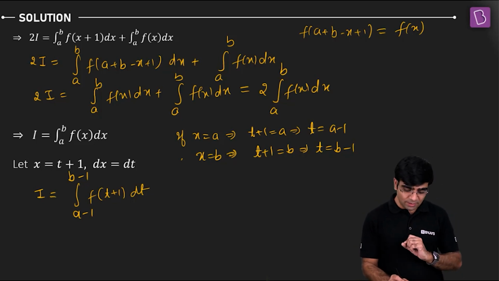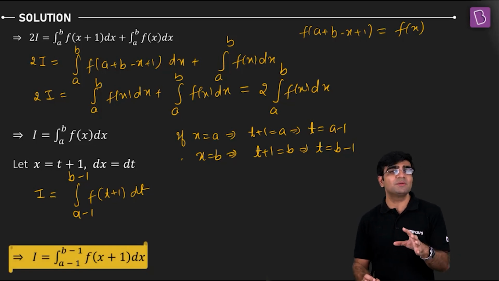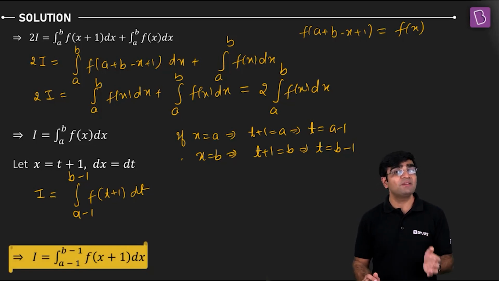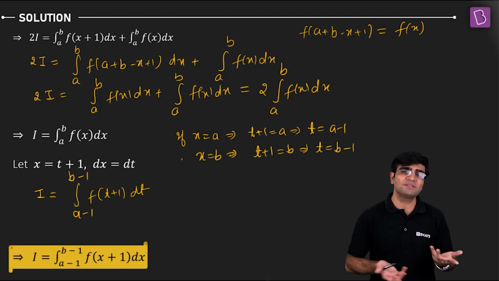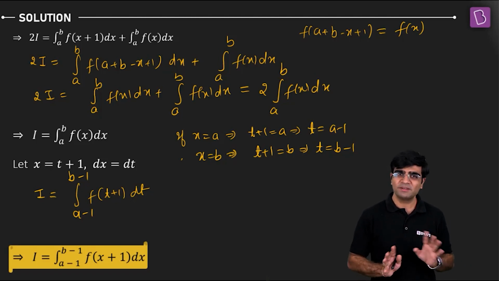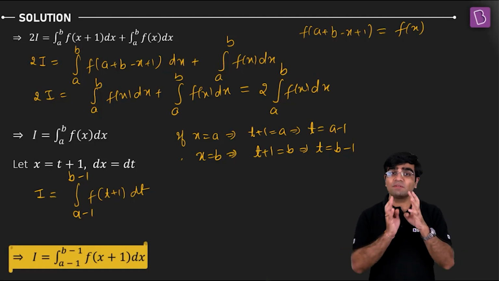Hence, if I convert everything in terms of x, my answer will look like I equals the integral from a minus 1 to b minus 1 of f of x plus 1 dx. Instead of t, I'm just using x. So change of variable is allowed in definite integration, right? Perfect. So there were many insights here.